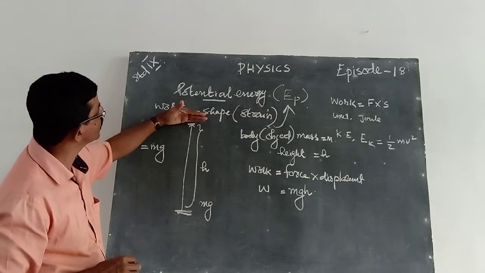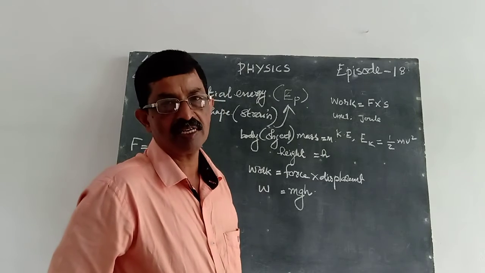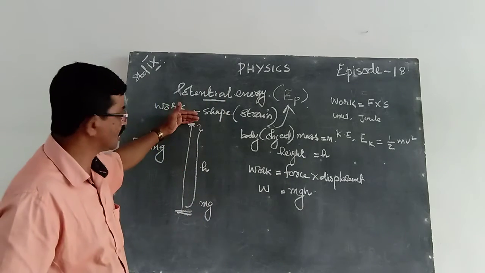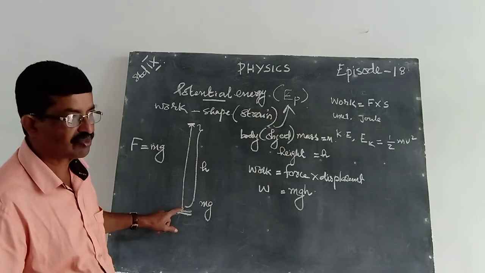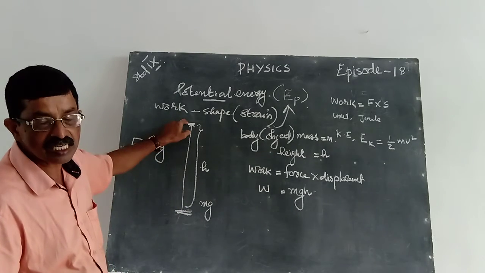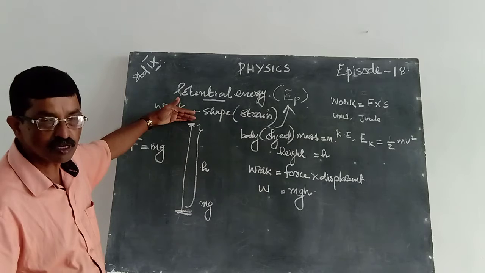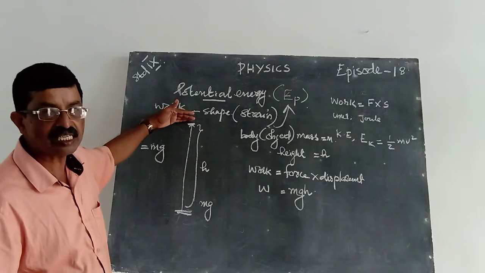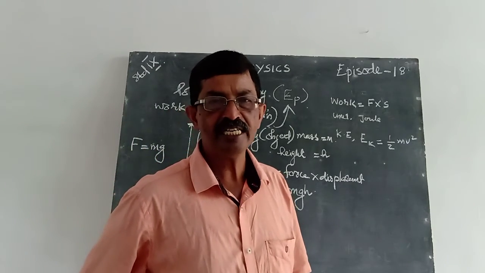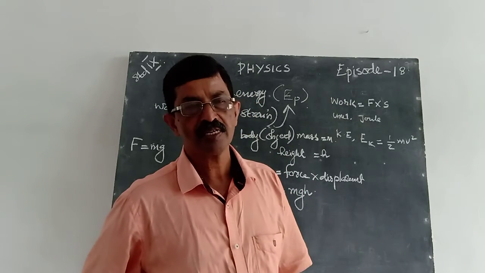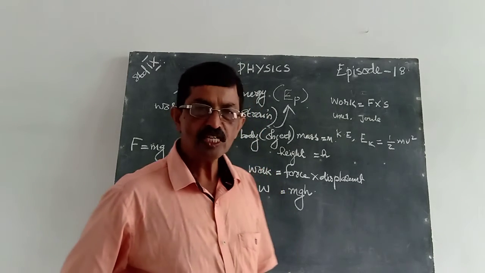When this body reaches this point, it has the ability to do work. That means the body now possesses energy at this point, and that energy is due to the work which I did. This energy is due to its height or position, because of which it can do work. That energy is called potential energy. So an object can attain potential energy due to its shape change, otherwise called strain, and also due to position.